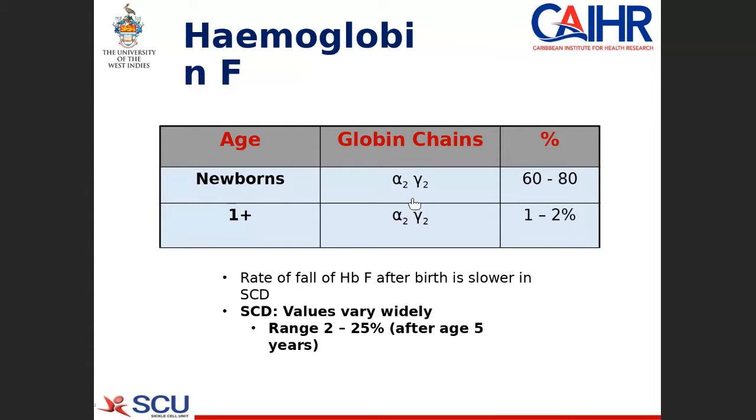Hemoglobin F, as I said, is the dominant hemoglobin in newborns, making up 60 to 80%. Levels after 6 to 8 weeks start to fall significantly, and by age 1, we only have less than 2% of hemoglobin F in our hemoglobin makeup. But important to note that in sickle cell disease, the rate of fall of hemoglobin F after birth is much slower, and even after the age of 5 years old, persons with sickle cell disease can still have significant levels of hemoglobin F around, anywhere from 2 to 25%.